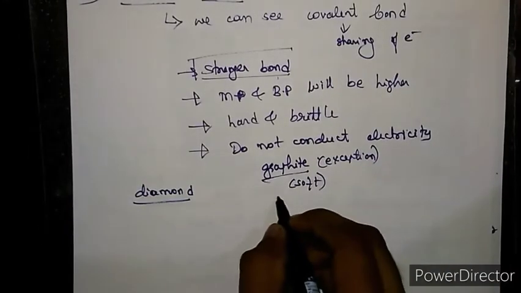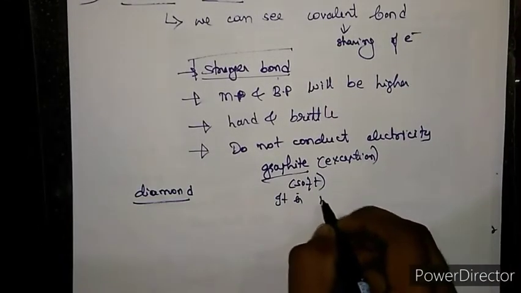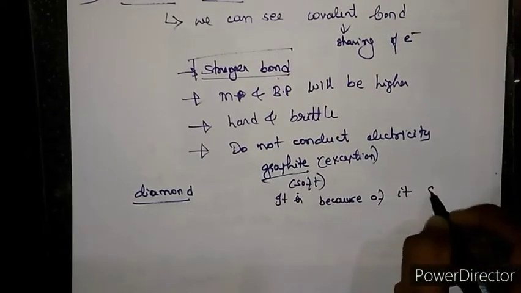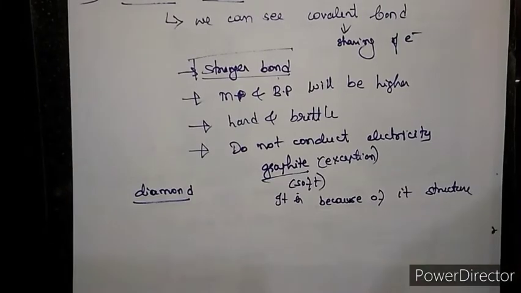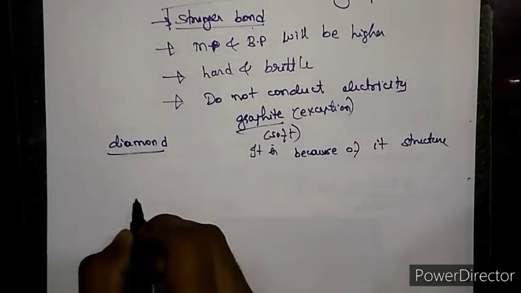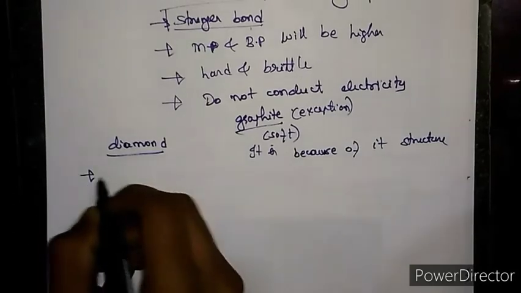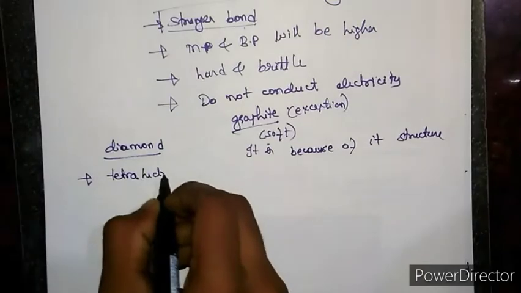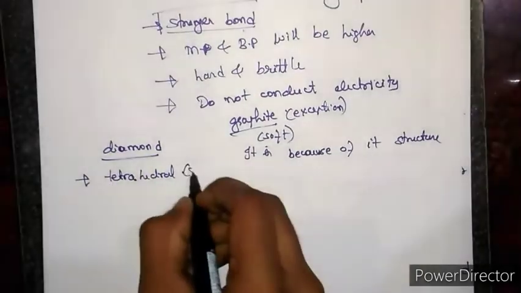Why is it so? It is because of its structure. First we will see the structure of diamond. What is the structure of diamond? Here we have a tetrahedral structure.